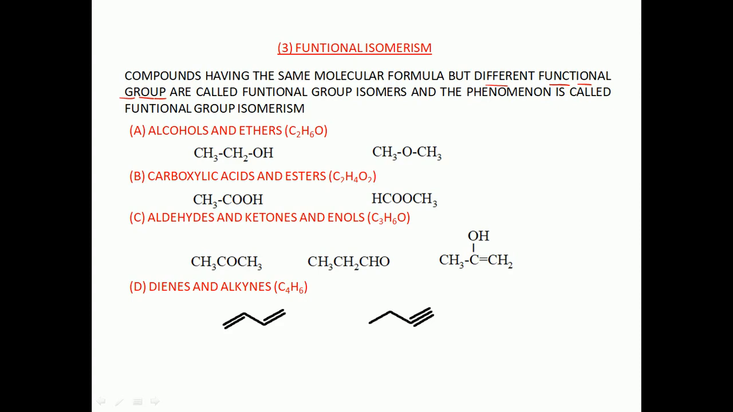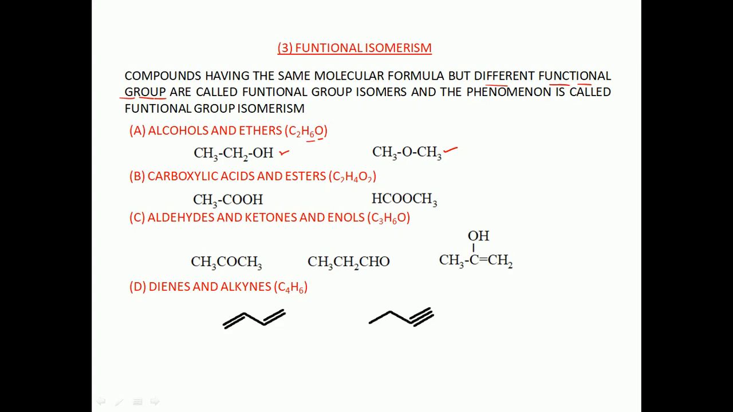Alcohols and ethers are always functional group isomers. We have seen this CH3CH2OH. Here you can find 2 carbon atoms, 6 hydrogens and 1 oxygen. What is the name of this molecule? Ethyl alcohol. What is the IUPAC name? IUPAC name is ethanol. Whereas the second structure is dimethyl ether, CH3OCH3.